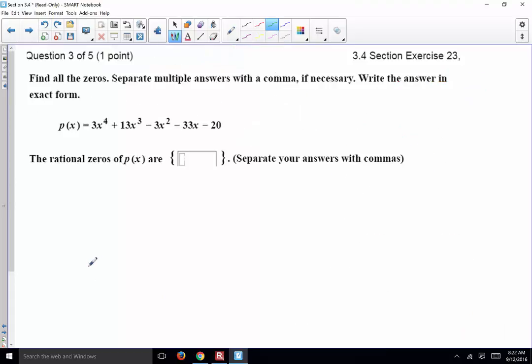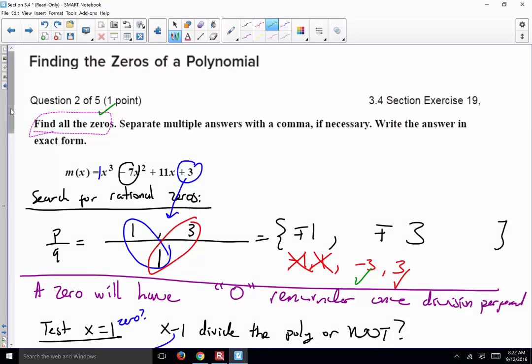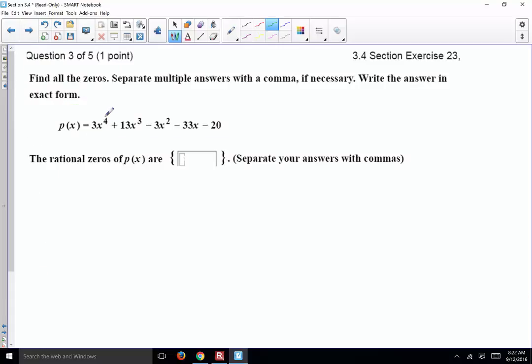Alright, next. It's a bigger challenge now, because why? Compared to the previous question, where the biggest exponent was 3, here the biggest exponent is 4. It's the next level. I'm expecting more zeros, or more work to get them, because this is a higher degree polynomial.